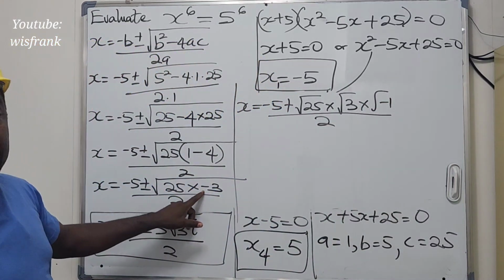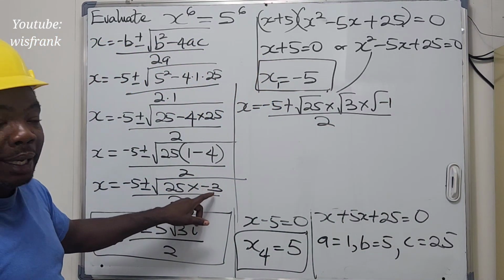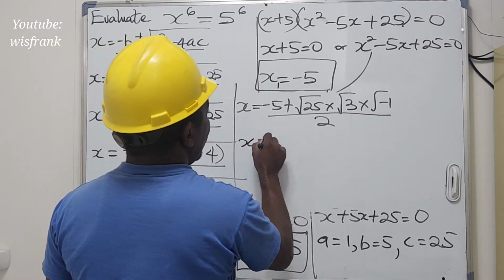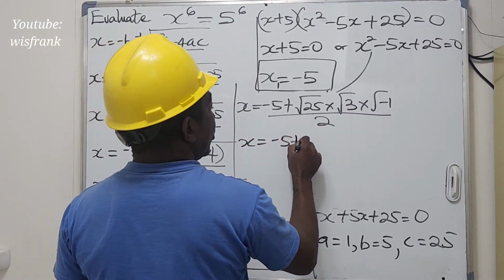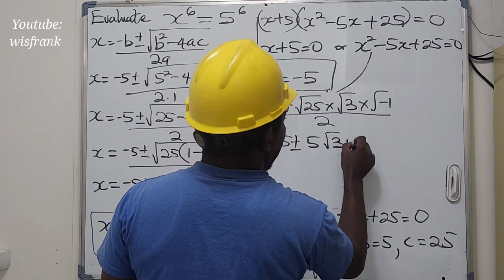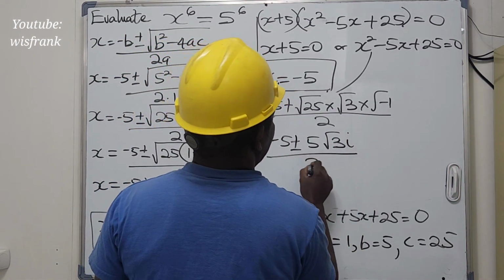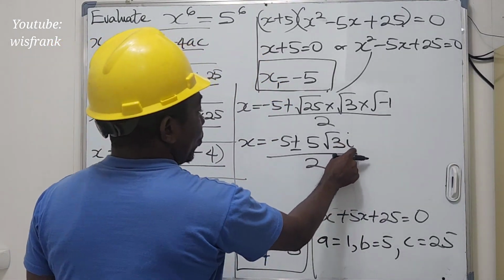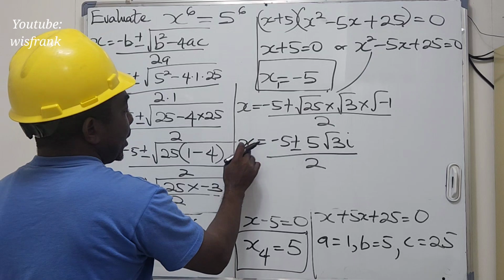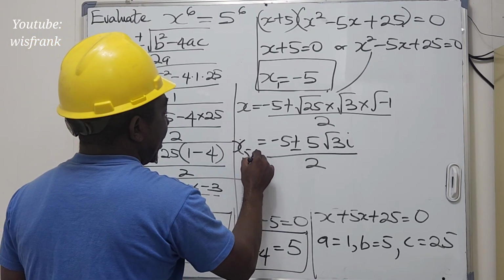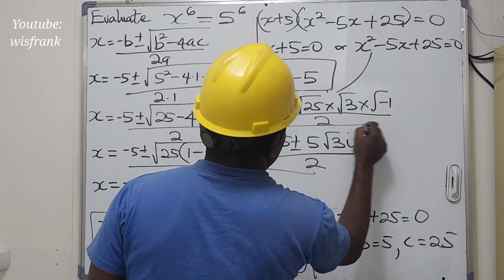So this is the same thing as minus 1 times 3. That's why we have that. Then the value of x will become minus 5 plus or minus 5 root 3 i all over 2, because the square root of minus 1 is iota, which is i. So in this case, this is the value of x5 and x6. So this is what we have.